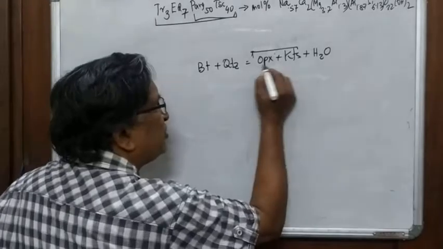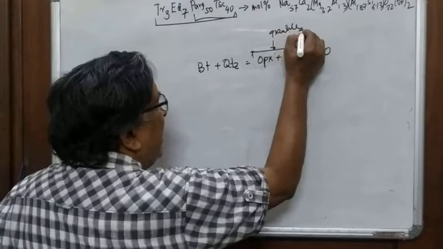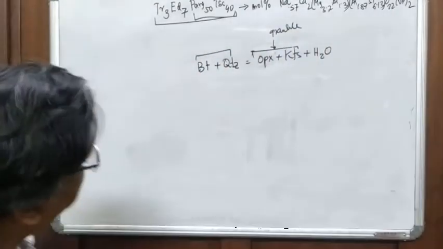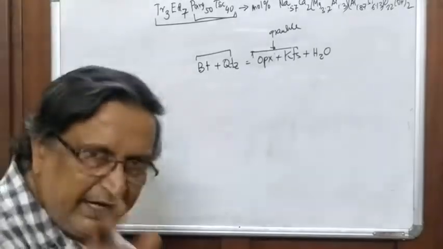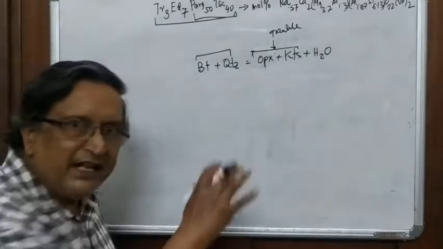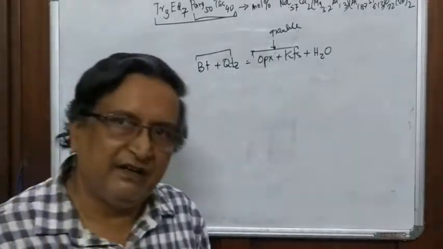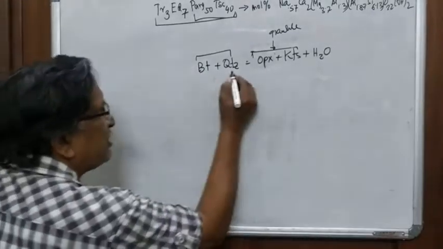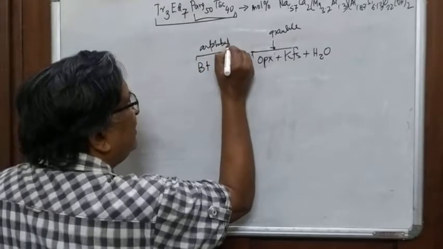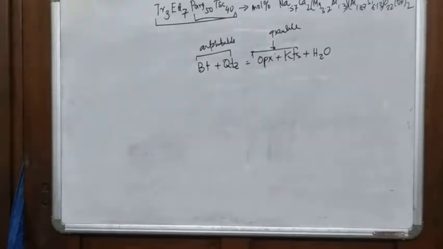So orthopyroxene K-feldspar is indicative of granulite facies, and biotite quartz assemblages can occur all through, but because muscovite is not here, we can safely say that the assemblage was on the right hand side of the muscovite stability curve. So we have biotite plus quartz, which is the amphibolite facies, and you have the granulite orthopyroxene K-feldspar.